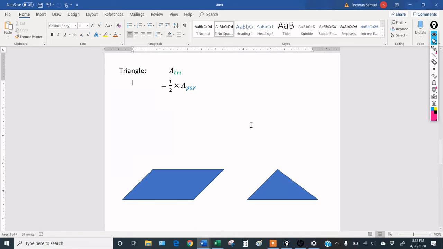Since we know that the area of a parallelogram is base times height, we can plug that in. Now the area of our triangle is written in terms of the base of the parallelogram and the height of the parallelogram. That's not really what we want. We need to figure out the relationship between the base of the triangle and the base of the parallelogram, and the relationship between the height of the triangle and the height of the parallelogram.